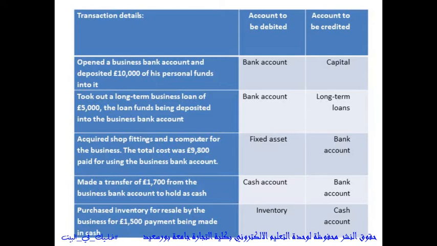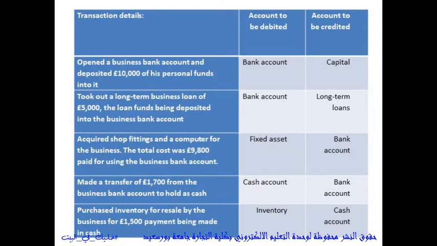Number 3. Acquired shop fittings and a computer for the business. The total cost was 9,800 sterling pounds, paid for using the business bank account. So the account to be debited is fixed assets and the account to be credited is bank account.